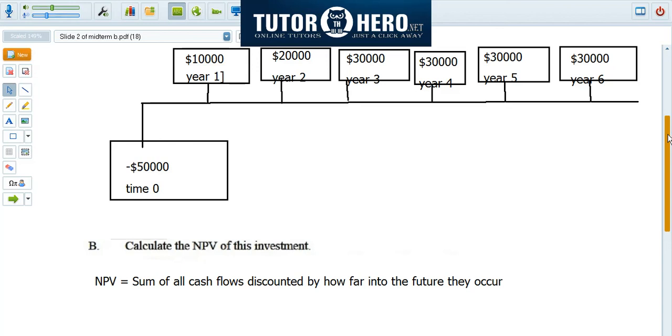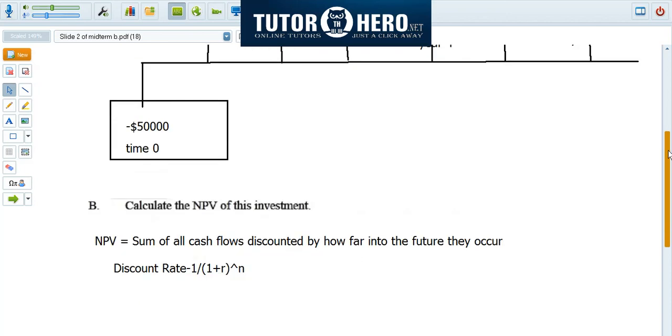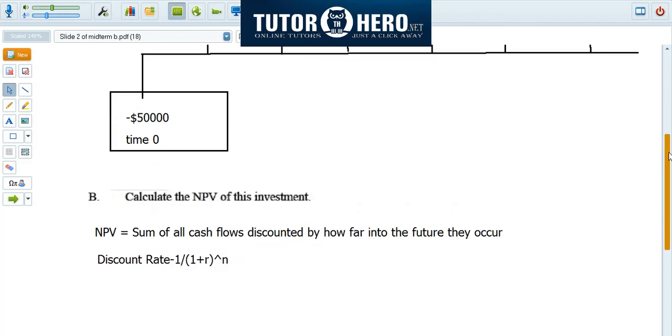So the appropriate discount rate is 1 over 1 plus the interest rate raised to the power of the number of years in the future that event is occurring. So 1 over 1 plus the interest rate to the number of years in the future that's occurring. And this interest rate actually doesn't have to be an interest rate. It's whatever the appropriate rate of discounting is. So let's go back to our problem here and figure out how to apply this formula.